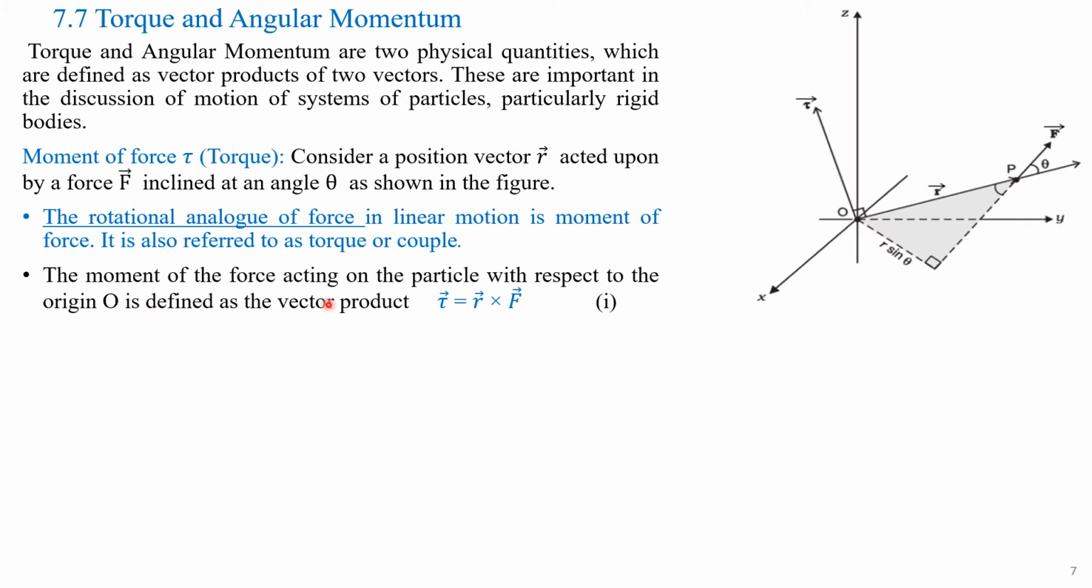The moment of force acting on the particle with respect to origin O is defined as the vector product: vector tau is equal to vector r cross vector F. This is the cross product or the vector product. So vector tau is equal to vector r cross vector F. Let it be equation 1. This tau is shown in the figure. This is the tau which is perpendicular to both the position vector r as well as vector F.